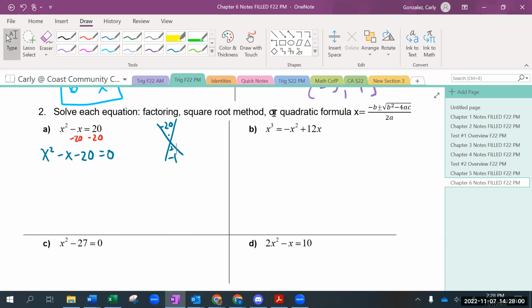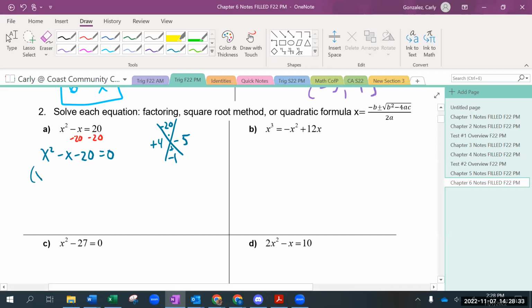1 and 20 multiply to 20, but will not add or subtract to 1. 2 and 10, same thing, but 4 and 5 might do the trick. One would need to be positive, the other negative. And since I need more negatives, because they add to negative 1, let's see, negative 5 and positive 4. So 4 times negative 5 equals negative 20, and 4 plus a negative 5 equals negative 1.